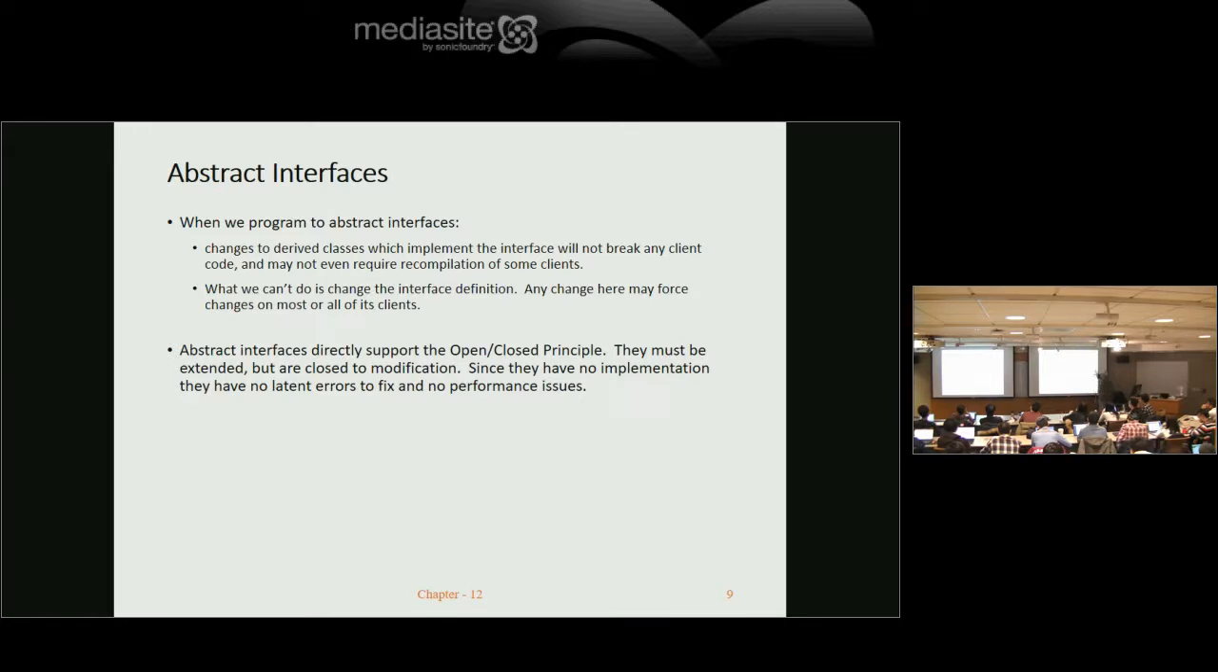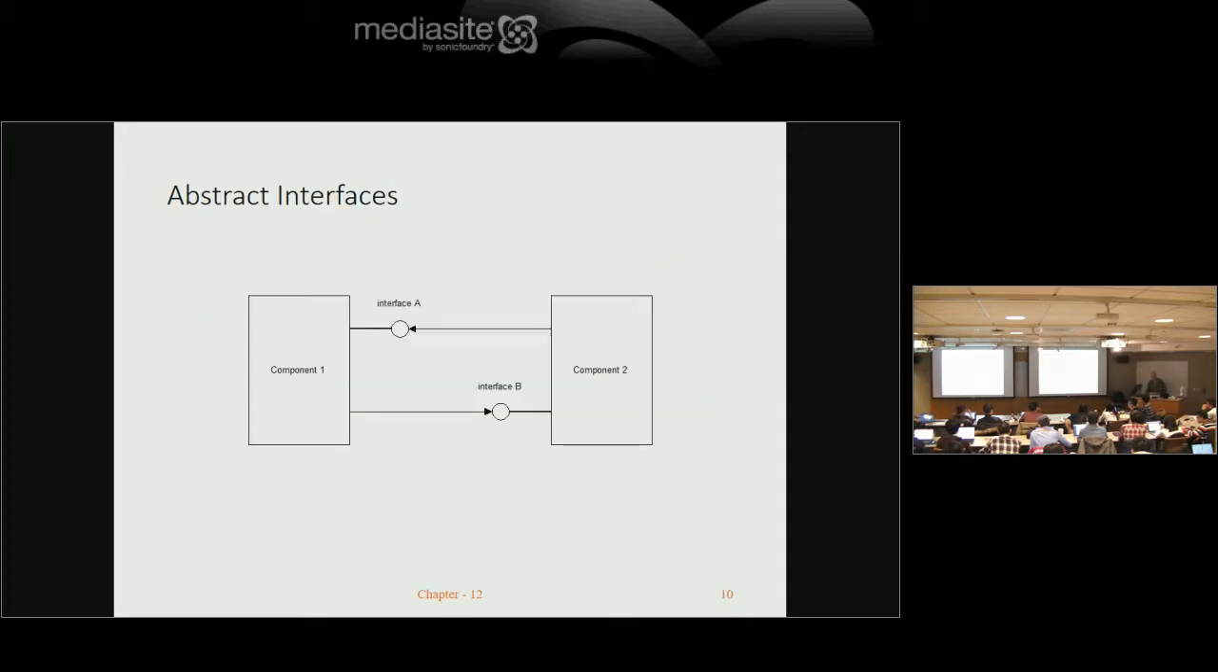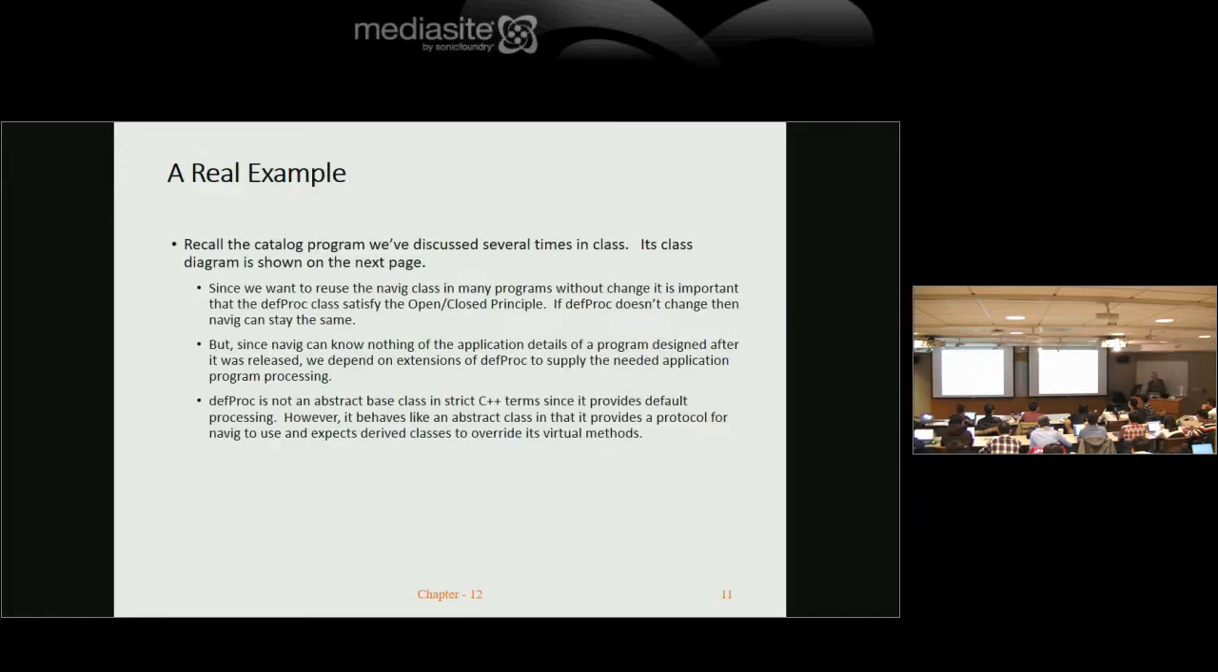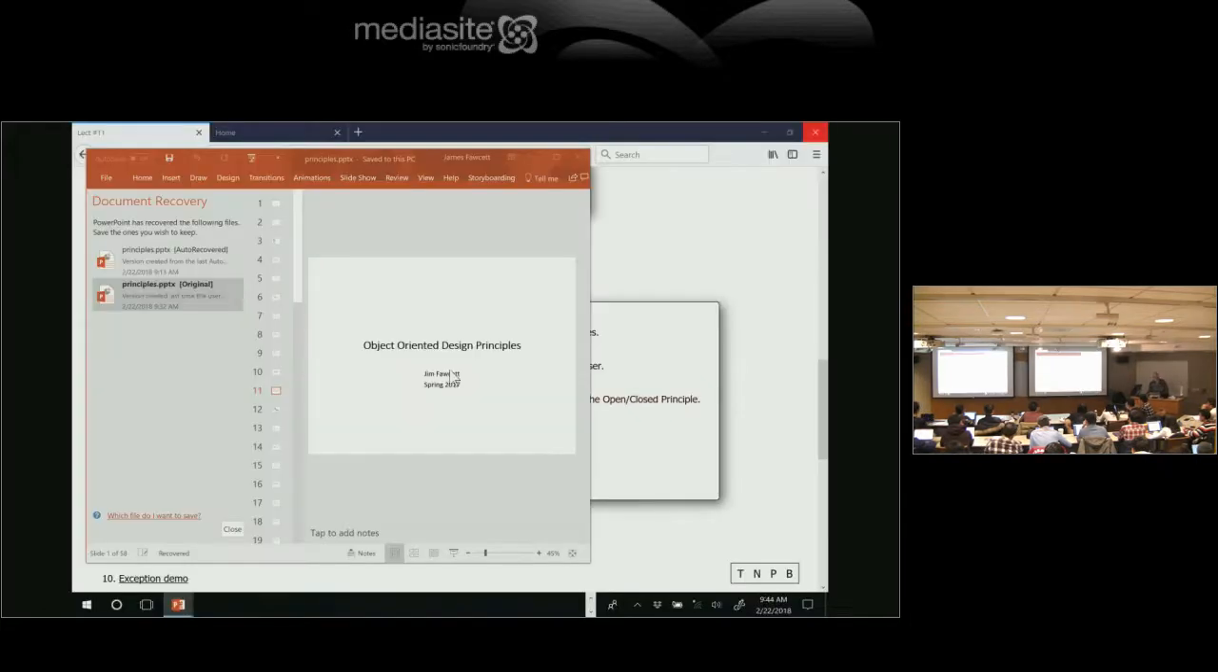So abstract interfaces directly support the open and closed principle. They're extended but closed to modification. They have no implementation, so they have no latent errors and they have no performance problems. Each of these guys talks with each other through interfaces. I have an example here, but instead of looking at this particular example, I want to look at another example.